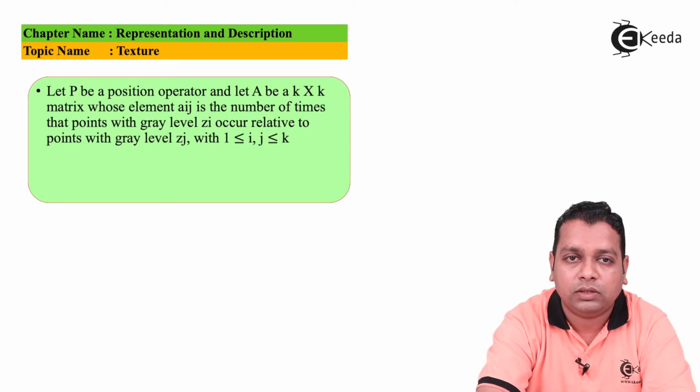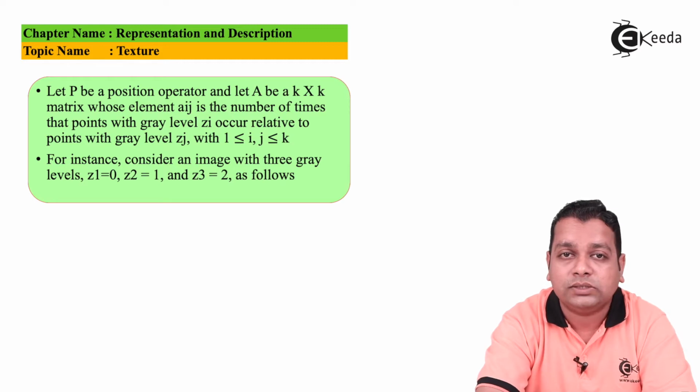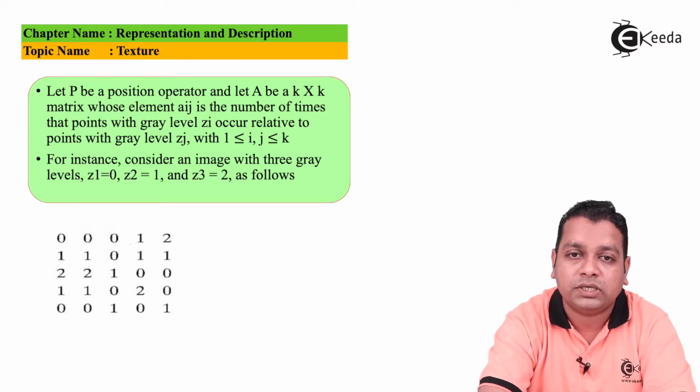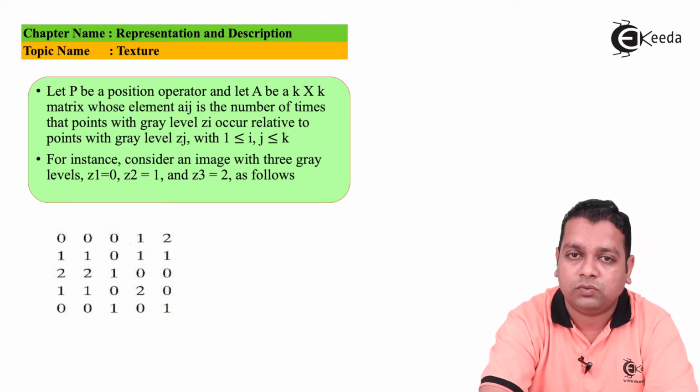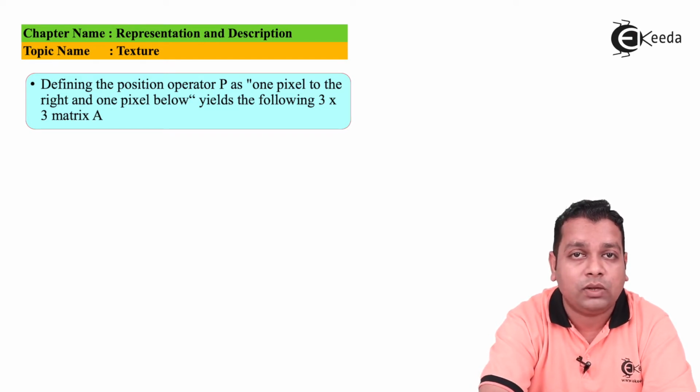For instance, consider an image with three gray levels, z1 equal to 0, z2 equal to 1 and z3 equal to 2, given as follows. Here we have the representation: first row 0 0 0 1 2, second row 1 1 0 1 1, third row 2 2 1 0 0, fourth row 1 1 0 2 0, and the last row 0 0 1 0 1. Now defining the position operator capital P as 1 pixel to the right and 1 pixel below yields the following 3 by 3 matrix given by capital A.